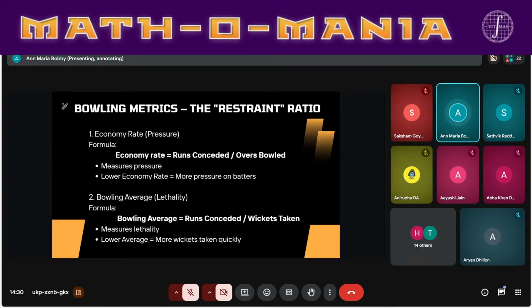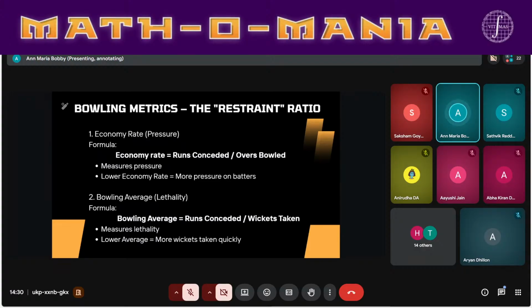So the lower the average, the more wickets are taken. For example, if a bowler gives 50 runs and takes 2 wickets, his bowling average is 50 divided by 2, which is equal to 25. So this means that the bowler takes 1 wicket every 25 runs.